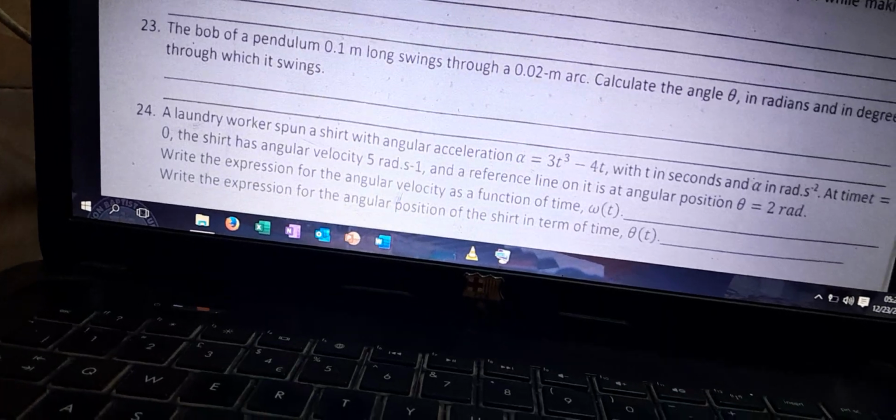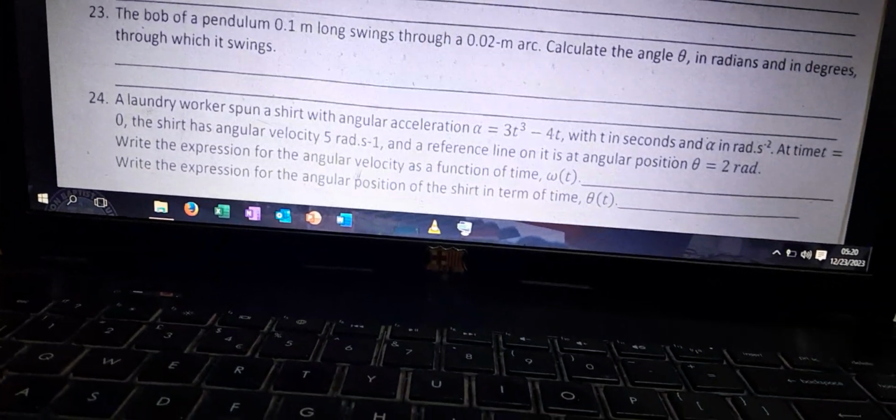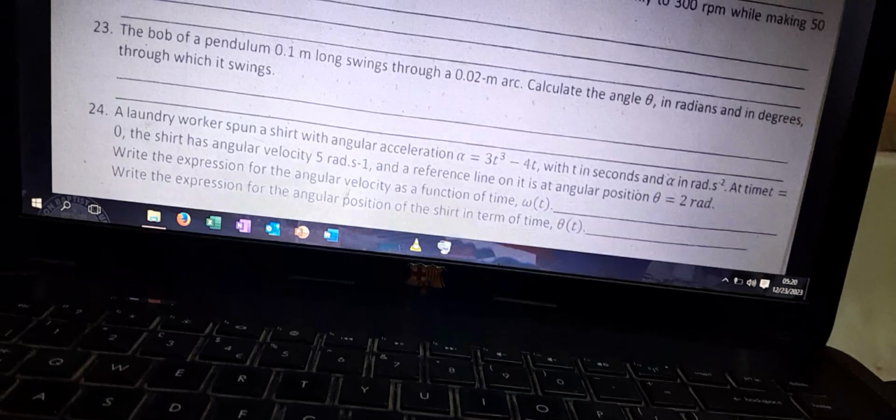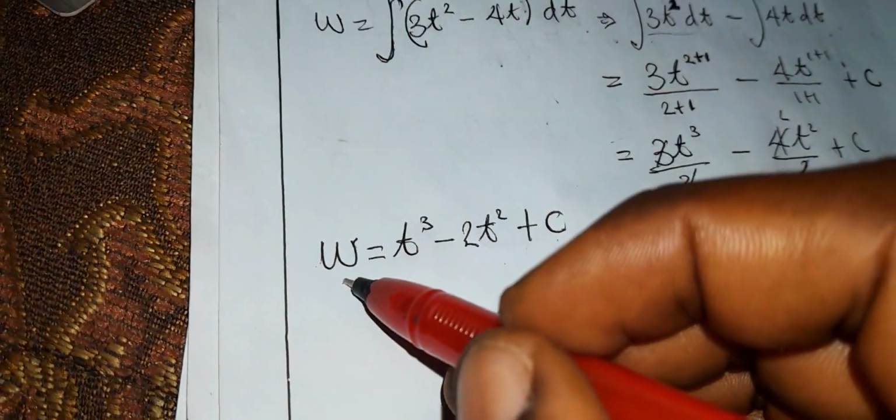Now let's substitute the values there and see if we can get the constant. All right, can you see omega here? So omega here, let's just say omega.